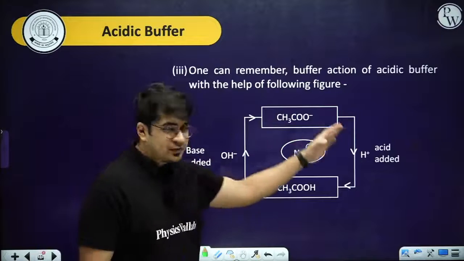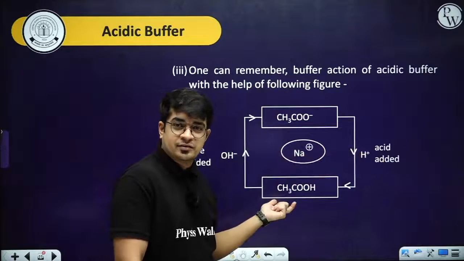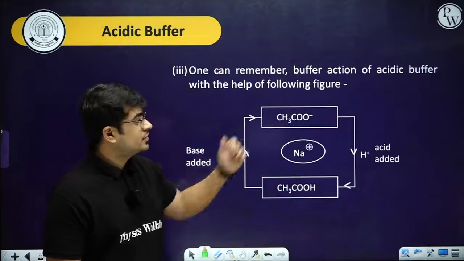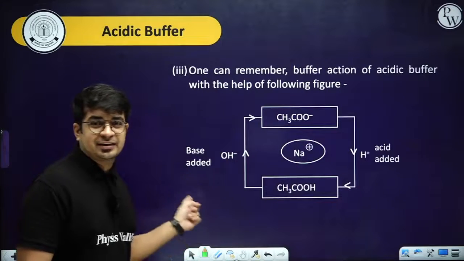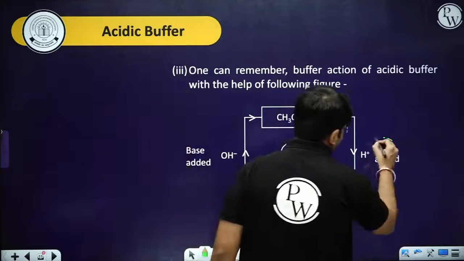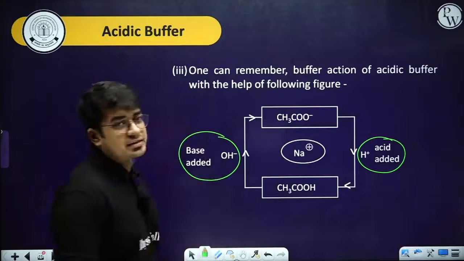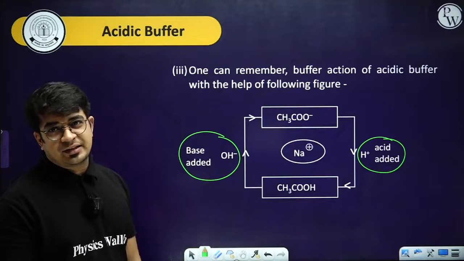So the entire part is very easy. That CH3COO negative species is going to take up H positive to form CH3COOH. The CH3COOH is going to take up OH negative and then form CH3COO negative. So that is the buffer action. So it happens like this. If you are adding acid, it is going to be compensated. If you are adding base, it's going to be compensated very, very easily. I hope this entire part is clear.